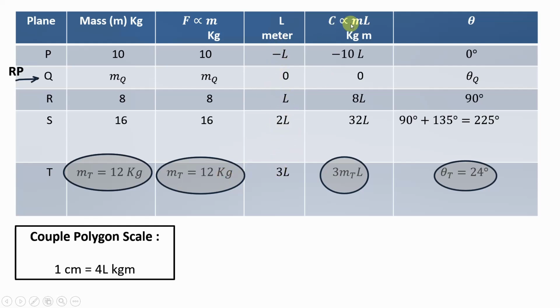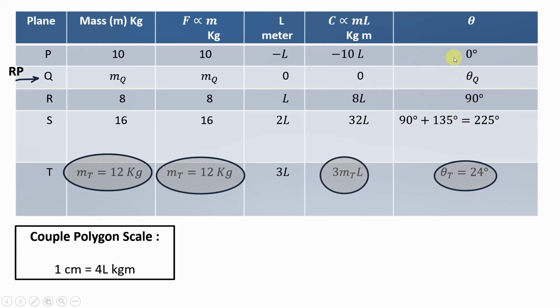Now couple is proportional to M multiplied by L. So it is the product of these two columns. So 10 into minus L, that is minus 10L. MQ multiplied by 0, that is 0. 8 multiplied by L, that is 8L. 16 into 2L, that is 32L. This mass is MT and this is 3L. So it is 3MTL, which we have to calculate. So the things which we have to calculate are circled over here like this.